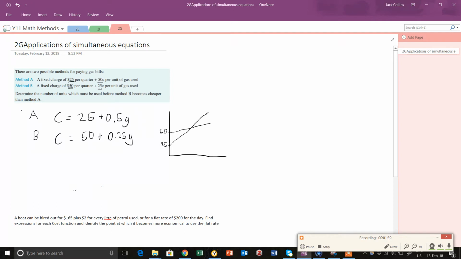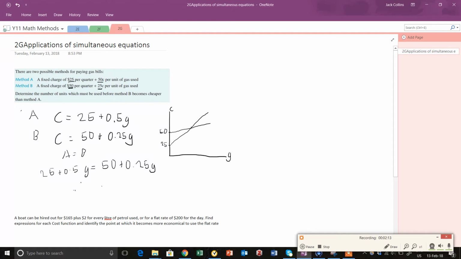So at the point where they intersect, that's where method B is going to become cheaper than method A. We can find that where method A is equal to method B, or where 25 plus 0.5G is equal to 50 plus 0.25G. Sorry, just to finish off this graph, the cost is on the y-axis, so that's the dependent variable, while on the x-axis we have G, the amount of gas used.